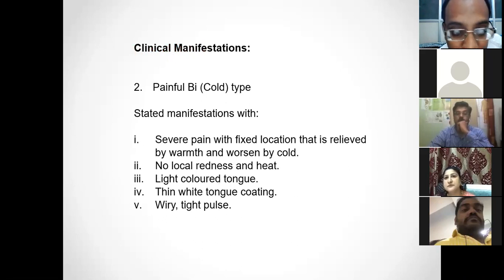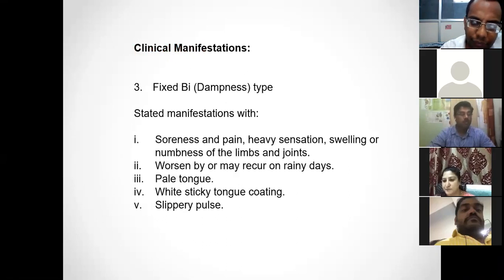Whenever there is painful Bi, you will not find any local redness and heat. The tongue is light colored with a white coating, and it is a fixed pain, generally in both small and large joints. Then dampness: when it is fixed, soreness and pain with heavy sensation, swelling or numbness of limbs and joints, worsened on rainy days, pale tongue, white sticky tongue coating, and slippery pulse.